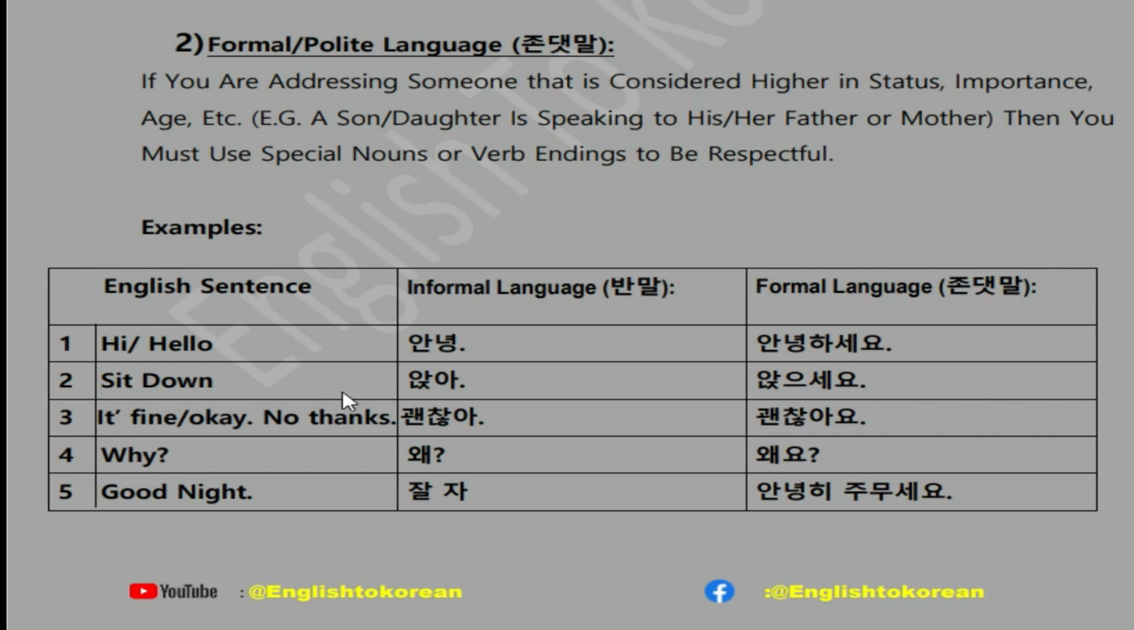If you want to say sit down in informal language style, you will say anja. And in formal language style, you will say 안주세요. If you want to say it's fine or okay and no thanks, you will say in informal language style 괜찮아. And in formal language style 괜찮아요.